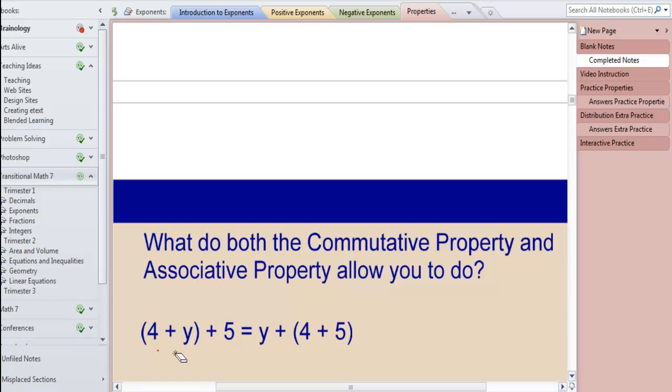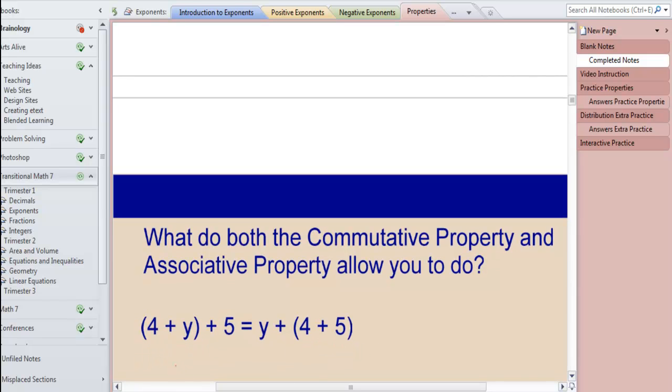What about the associative property? Are we seeing the associative property? Well, 4 and y are in our parentheses on the left-hand side, and we know we can't add those first because they're not like terms. So instead, on the right-hand side, we went ahead and put the 4 and 5 in parentheses because those are like terms and we can add those first. So this is demonstrating the associative property as well, because what is inside the parentheses is different from the left-hand side to the right-hand side.